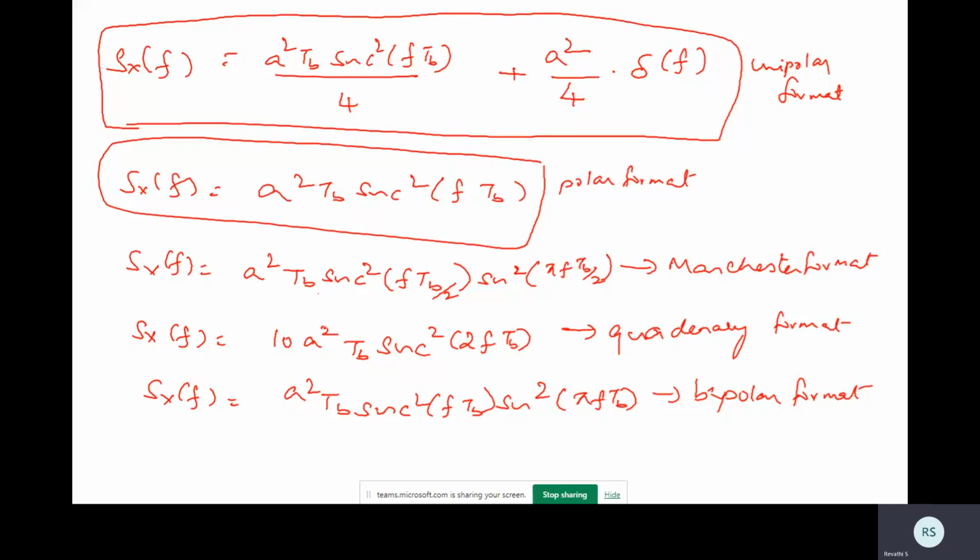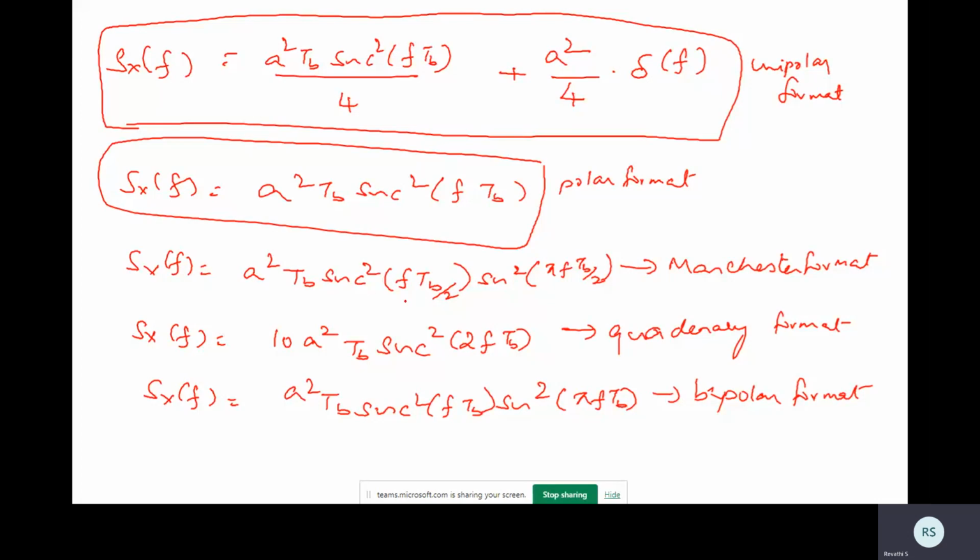Third point is coming to the bandwidth. When we are talking about the bandwidth, you see the factor which is inside the sinc function. So here in unipolar formatting, you are having f times Tb. Polar formatting also you are having f times Tb. Bipolar formatting also you are having f times Tb. So f times Tb in the sense it occupies a normal bandwidth. So these all 3 occupy the same, normal bandwidth.